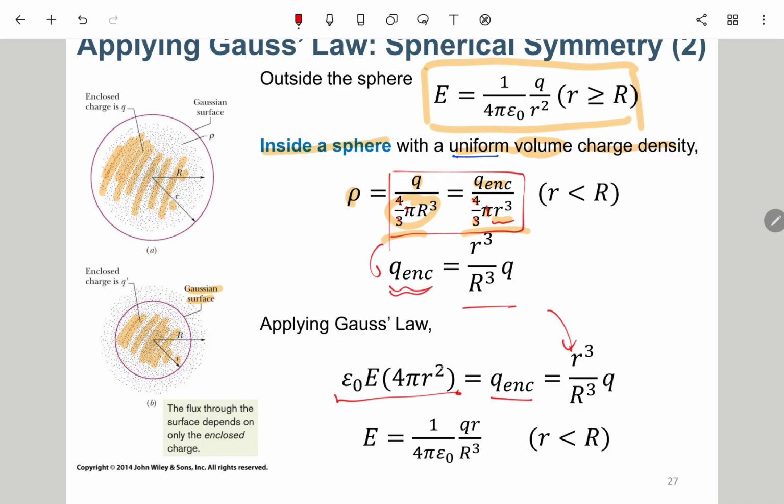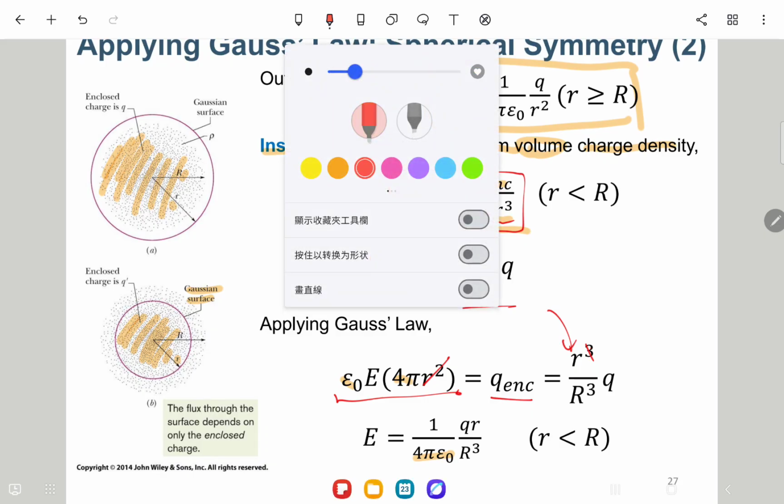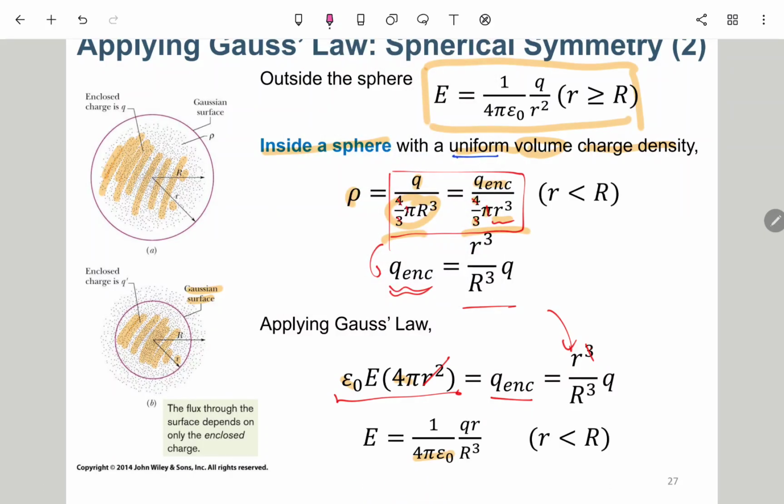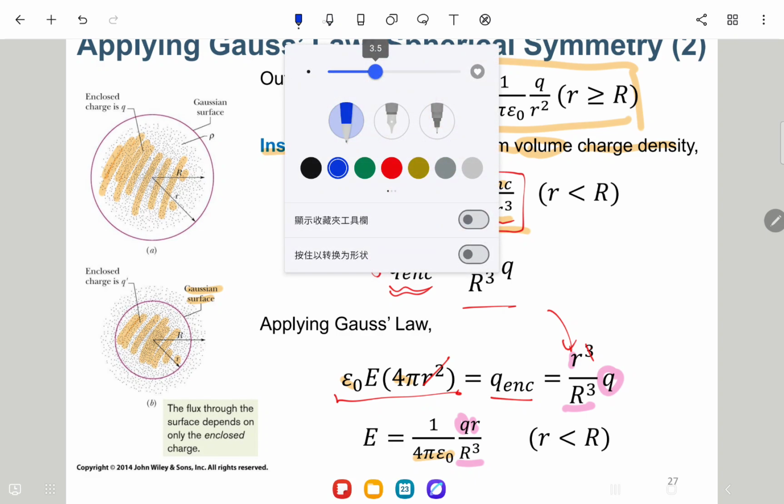Then we can cancel the r cubed and r squared. The other stuff cannot be cancelled. So here 4 pi epsilon naught goes here, and then r goes here, q goes here, and finally capital R cubed goes here.